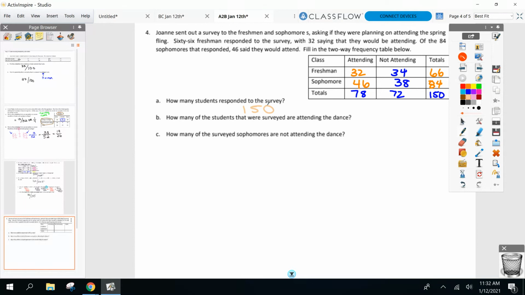How many are attending the dance? You guys wrote it in the total, 78. And then finally, how many of the surveyed sophomores are not attending the dance? Sophomores not attending, 38. There's no need to put it out of 150. I didn't ask for the probability. I just wanted to know the number. So please do not put it out of 150.